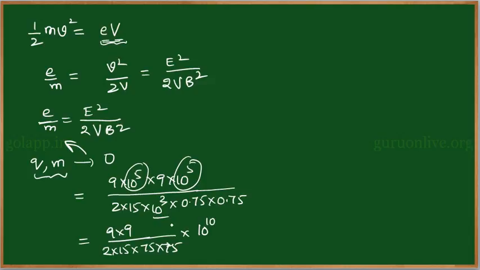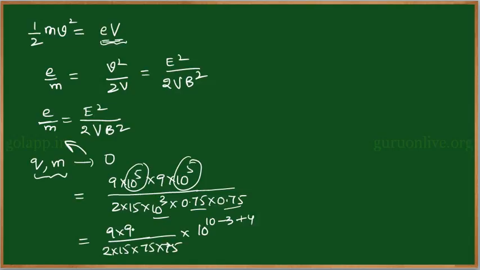Below you have 10 to the power of 3, so that will become minus 3 if you go to numerator, so 10 to the power of minus 3. And here you will get 10 to the power of minus 2 and another 10 to the power of minus 2, so 10 to the power of minus 4. If it goes to numerator, it will become positive, so it is plus 4.